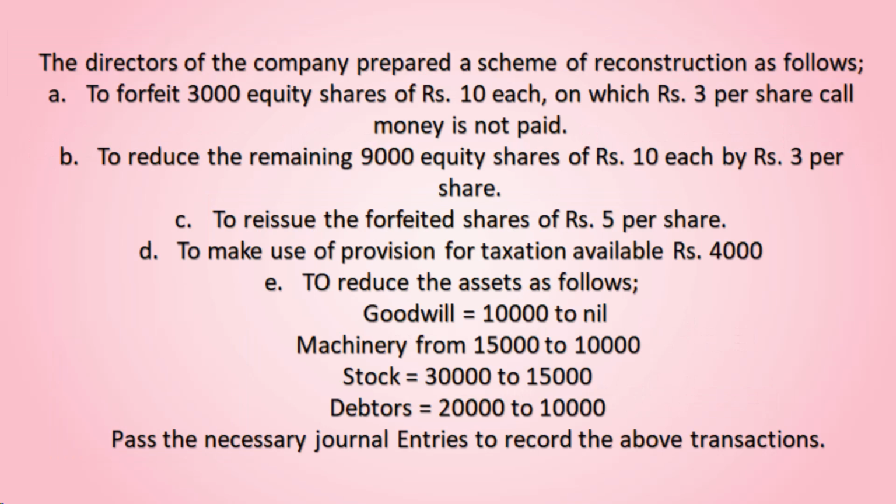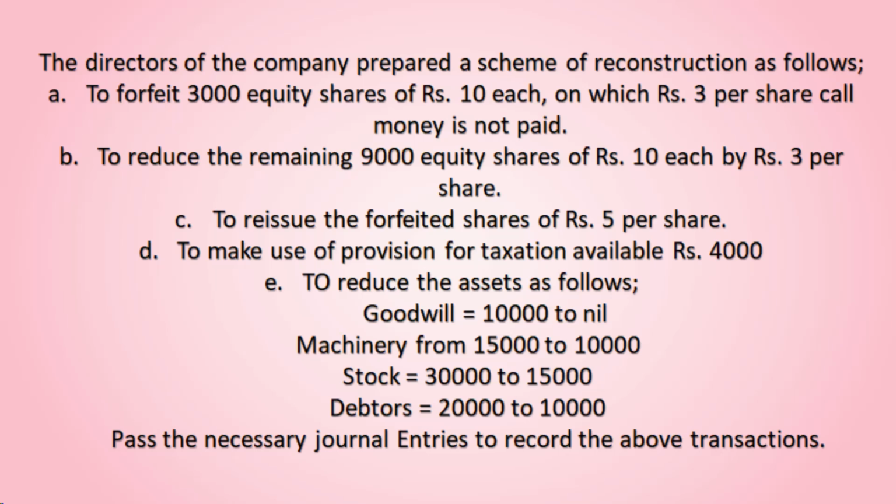The directors of the company prepared a scheme of reconstruction as follows. They are following the reconstruction scheme to forfeit 3000 equity shares of rupees 10 each, on which rupees 3 per share call money is not paid. So they are cancelling these 3000 equity shares. The value of these shares was rupees 10, but in that 10 rupees they had received only 7 rupees and 3 rupees they had not received.